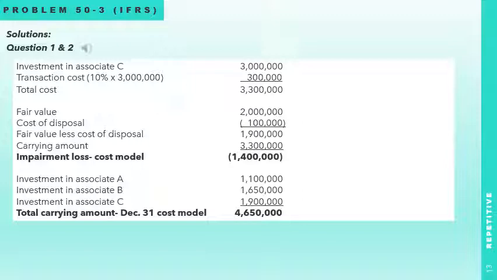Pero ang hinahanap sa question 1 ay total carrying amount of investments in associates on December 31. So pagsasama-samahin lang natin lahat ng na-compute natin na carrying amount ng mga investments. For investments in associate A, meron carrying amount na 1,100,000. In associate B, 1,650,000. Sa associate C, 1,900,000. Pag pinag-add natin lahat, ang total carrying amount of the investments as of December 31 under cost model is 4,650,000, letter A. So, next question po ay didiscuss ni Ms. Acabo.